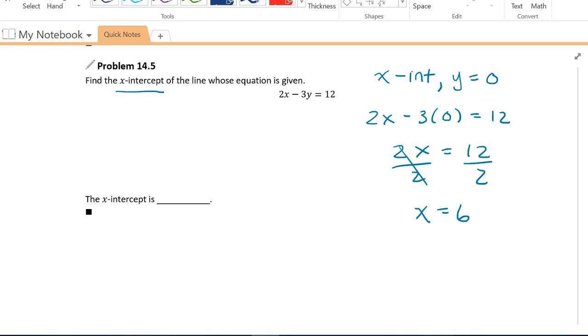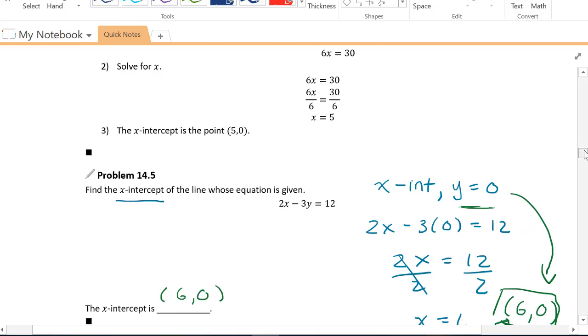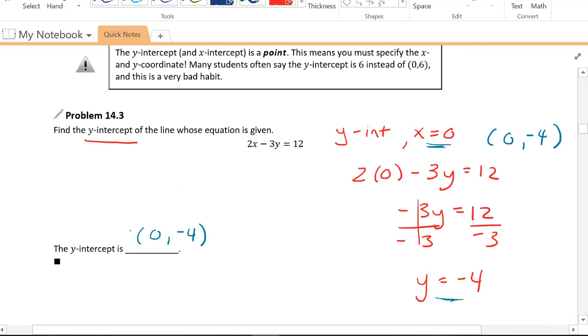And again, we need a coordinate. What's that coordinate? I see that y is 0 and x is 6. How would you write a coordinate? It's always x, y. So that coordinate is going to be 6 comma 0. The x coordinate is there, and then the y coordinate is here. So the x-intercept in this case is 6, 0. You see how the opposite one is always 0? X-intercept, y is 0. Y-intercept, when you're looking for the y-intercept, the x is 0.